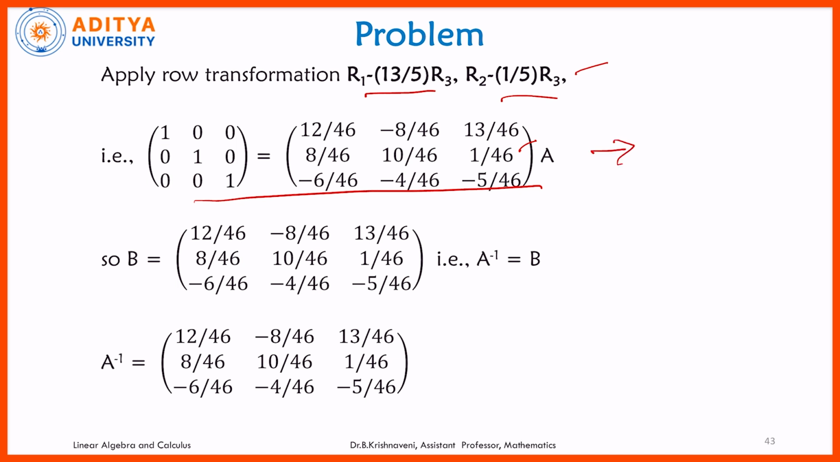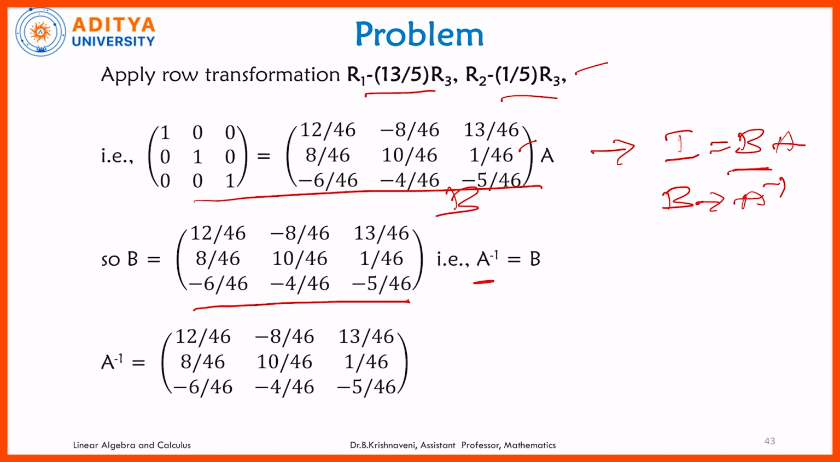So now it takes the form I is equal to BA. So hence we call B the inverse of A. Let us take this as B and say that B is the inverse of A. Therefore, finally, the answer is A inverse is equal to B, that is 12 by 46, minus 8 by 46, 13 by 46, 8 by 46, 10 by 46, 1 by 46, minus 6 by 46, minus 4 by 46, minus 5 by 46.